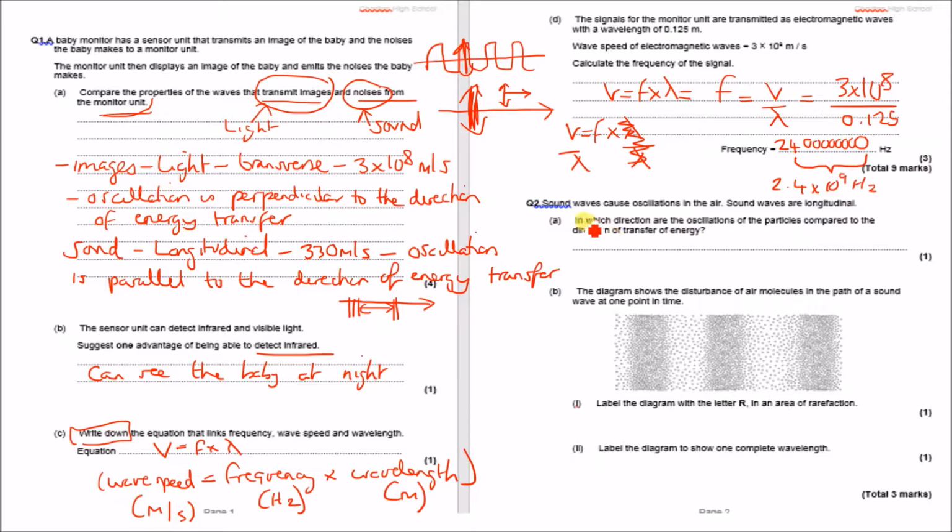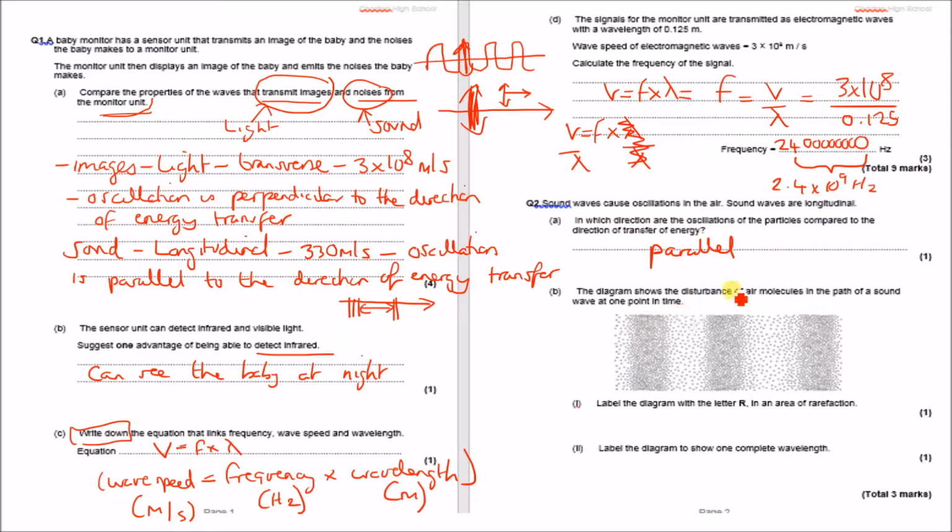Right, the next question says sound waves cause oscillations in the air. Sound waves are longitudinal, which we've described before. In which direction are the oscillations? Remember, oscillation means vibration of the particles compared to the direction of energy. They are parallel.